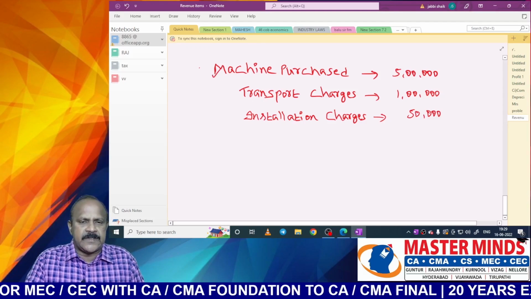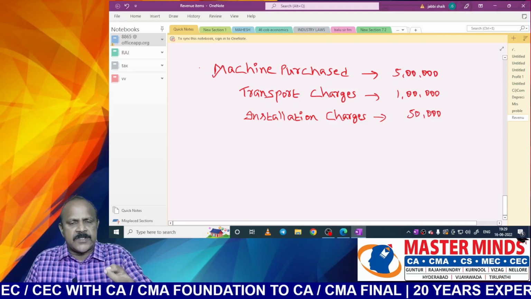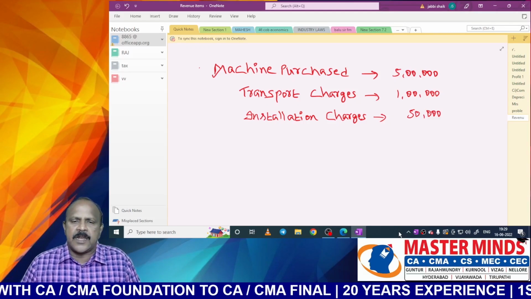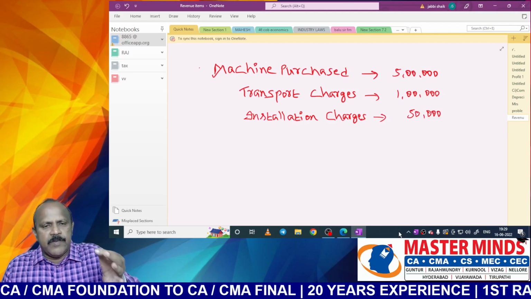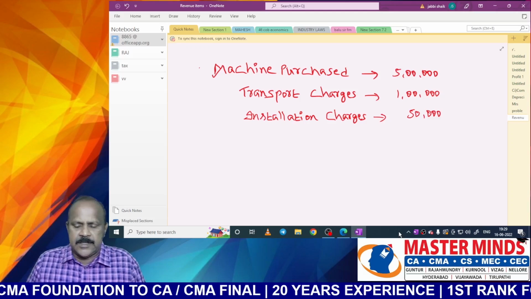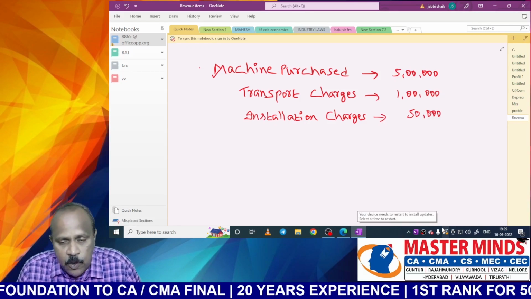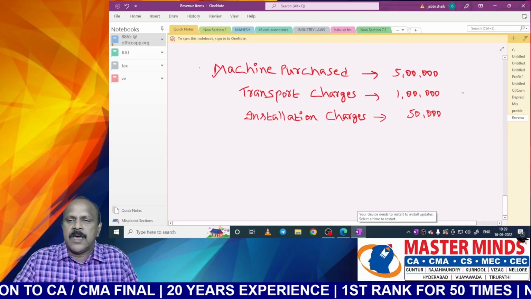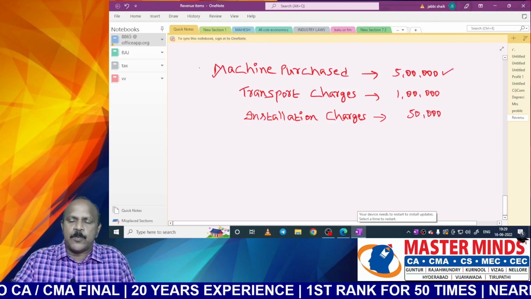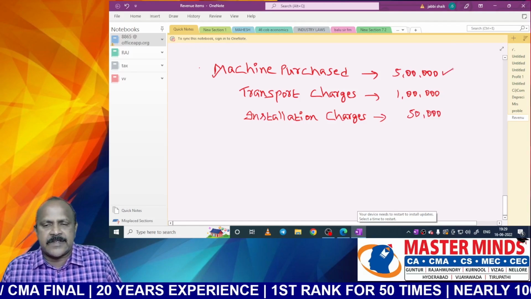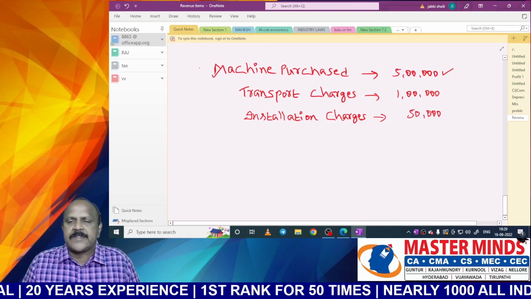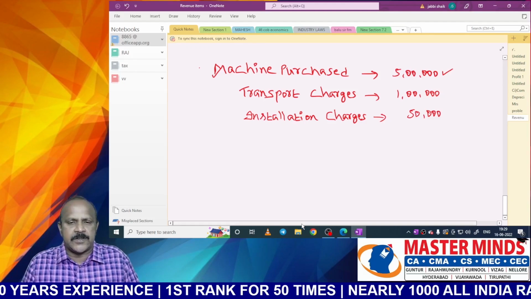Machine purchased. Machine is a fixed asset. It's a capital item. Of course, it's a capital item. Here, we have made the purchase of a machine. As we have made the purchase of a machine, we have to incur an amount of 5 lakhs. We have to pay an amount of 5 lakhs. That is why the amount paid, rupees 5 lakhs, is a capital expenditure.